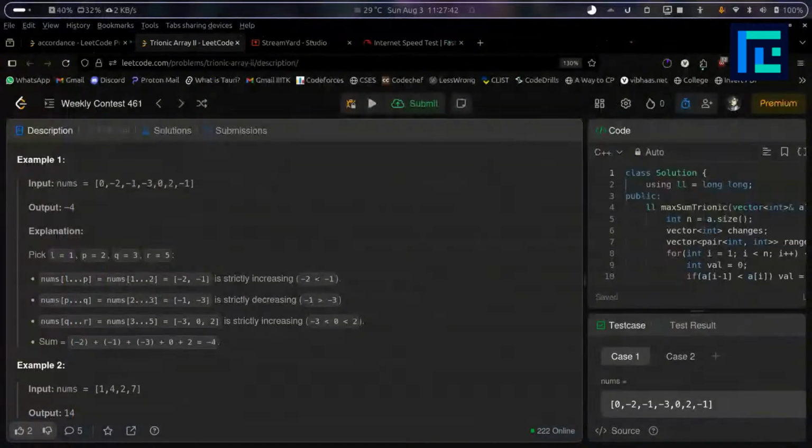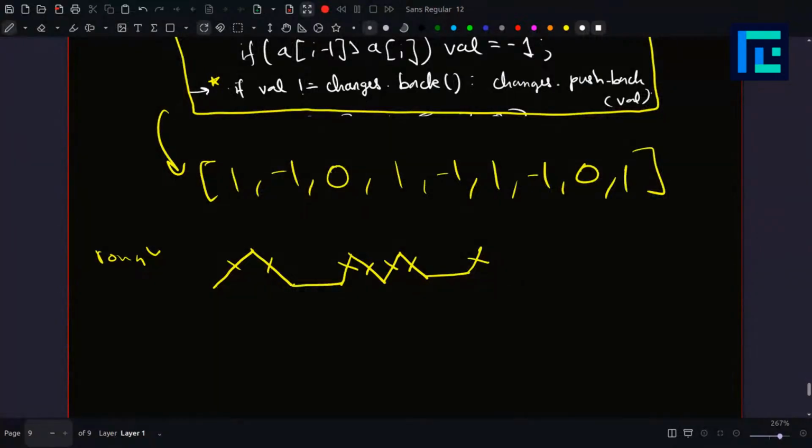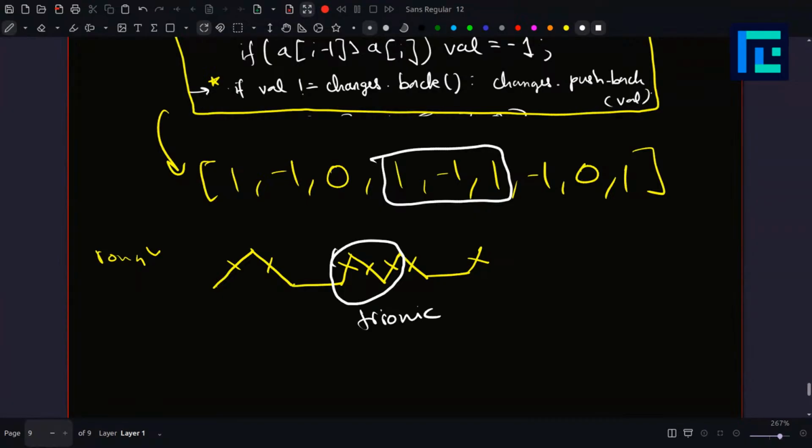And we need to find which parts of the structure are trionic, and what is the maximum sum of such subarrays. Trionic we know means a structure of 1, minus 1, plus 1. So here a trionic subarray could be using the elements over here. This kind of structure is the trionic subarray structure.